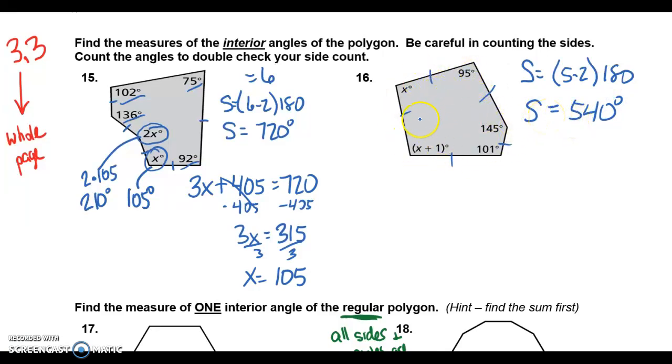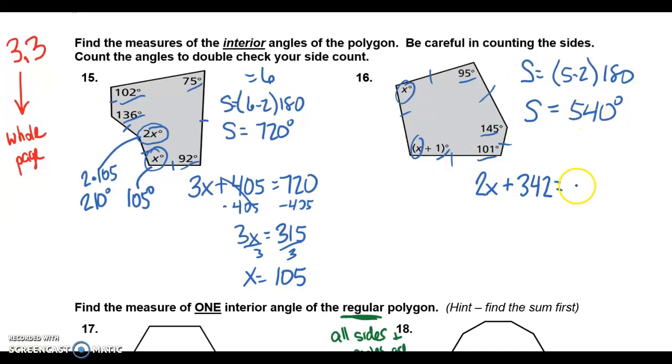Let's do some combining of like terms again. So here's an x, here's another x. That's 2 x's. And then don't forget that 1. We have a 1, a 101, a 145, and a 95. All of those added together, use your calculator, are 342.